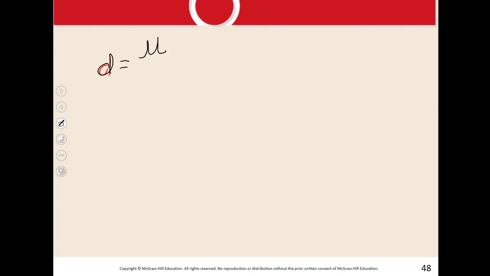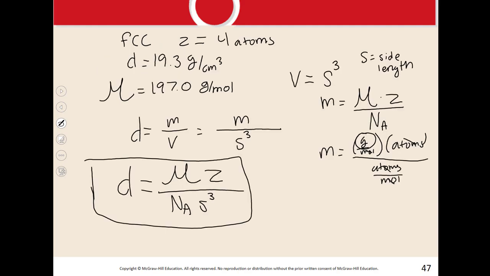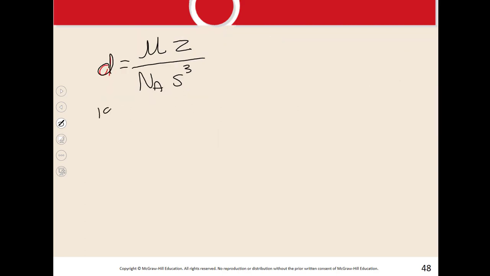Density equals molar mass times Z over Avogadro's number times the side cubed. Now, in this case, which variable do I not know? Side. So again, as before, you can solve for the variable first, or you can plug your numbers first. Let's plug in our numbers first this time for fun. So the density of gold we were given to be 19.3 grams per centimeter cubed. Molar mass of gold was 197 grams per mole.